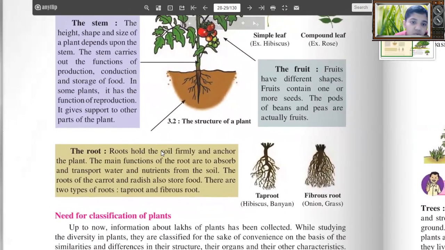The roots. The root holds soil firmly and anchors the plants. The main functions of the root are to absorb and transfer water and nutrients from the soil. The roots of the carrot and radish also store food. There are two types of roots: taproot and fibrous root. So this is taproot and this is fibrous root.